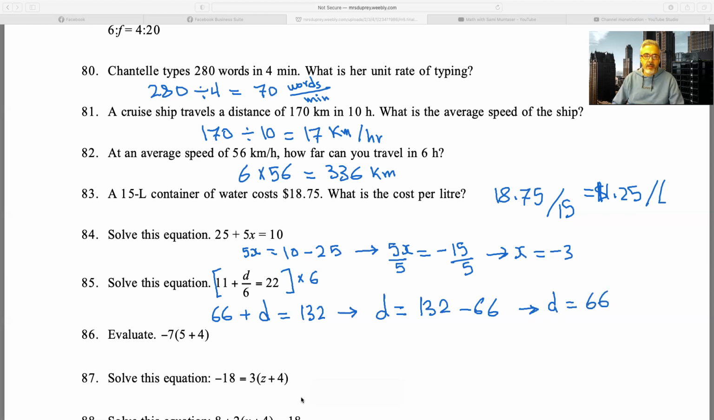Now evaluate. If I want to evaluate this, definitely I want to do inside the brackets first. So I'll have negative 7 brackets, 5 plus 4 is 9. Now negative times positive is negative, and 7 times 9 is 63.